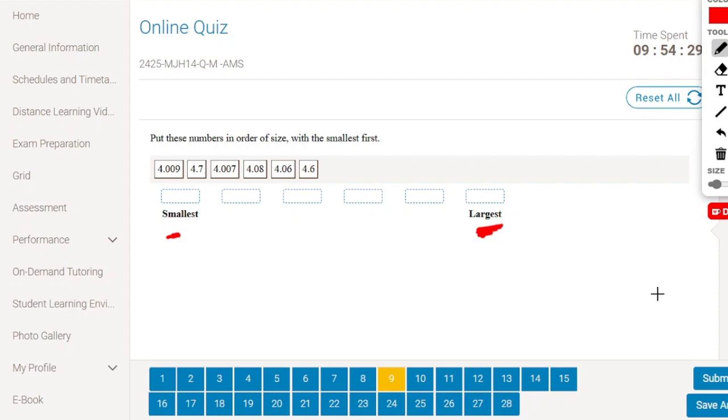Now how many digits do I have after the decimal? I have 3, 3, 2, 2, 1, 1. So I will start with 3. The first smallest number is 4.007. After this, it will be 4.009. Now I finish these two numbers. Now I will go to the two decimal digits here. I have 0.8 and 0.6. Which one is the smallest? 4.06, then 4.08. So I finish with these two. Now I have 4.6, then 4.7. It's very simple.